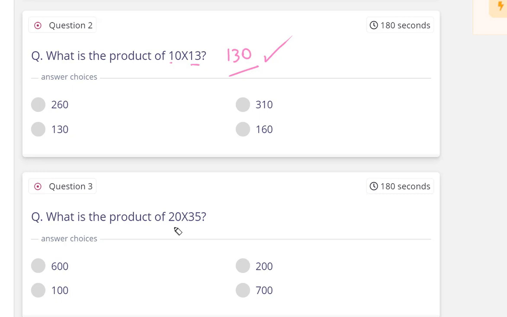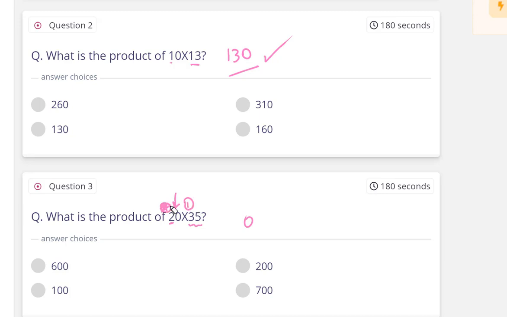Okay, let's do it step by step. We will multiply 2 by 35, and after that we add the 0. 2 times 5 equals 10. So 0 and carry up 1. And now 2 times 3.